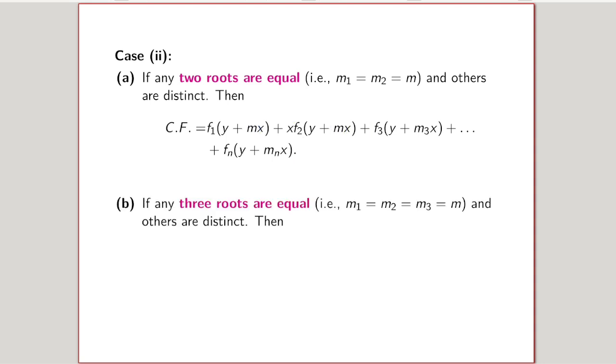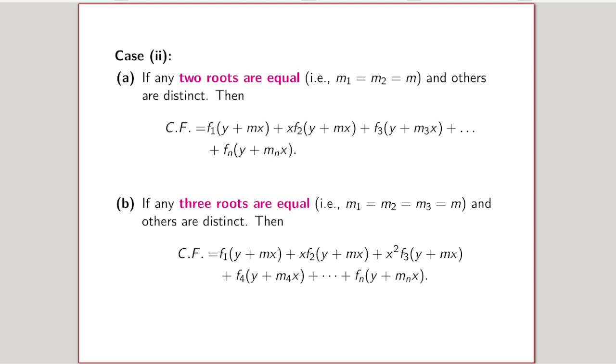Next, when three roots are equal, without loss of generality, we take the first three roots as equal. In this case, we have to extend up to the x square term, and all the roots will be the same for the first three parts.